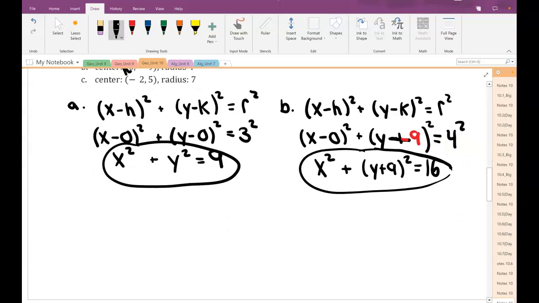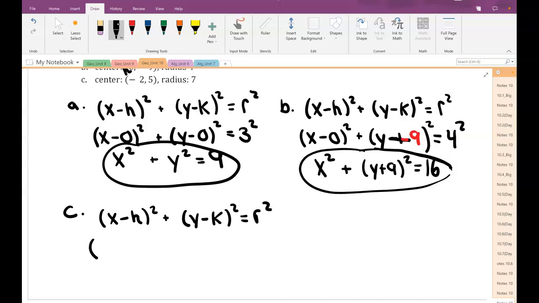Our last example, example C, our center is now at -2, 5, and we have a radius of 7. So we're taking the same approach here where we're going to plug in what we know and then simplify. This is x minus -2 squared plus y minus 5 squared equals 7 squared.